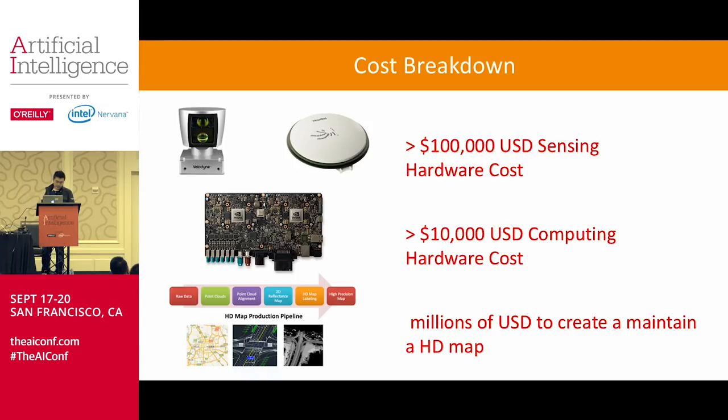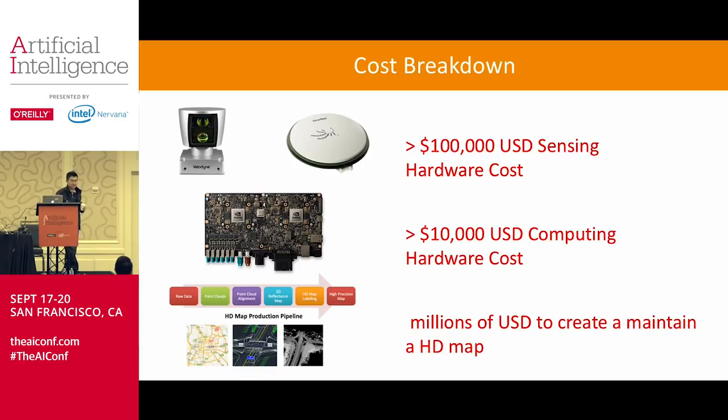Then if you look at computing solutions, that's the NVIDIA Drive PX2, which is around $10,000 a piece. But if you build a solution around it, it's more expensive. It's around $20,000 to $30,000 to just build a computing solution. But the most expensive part is the map.